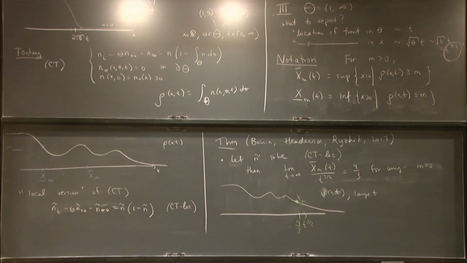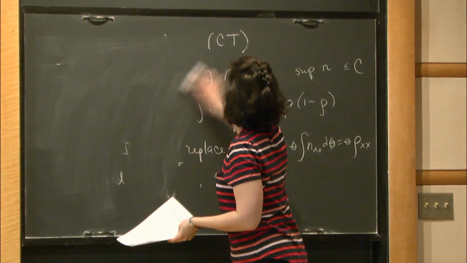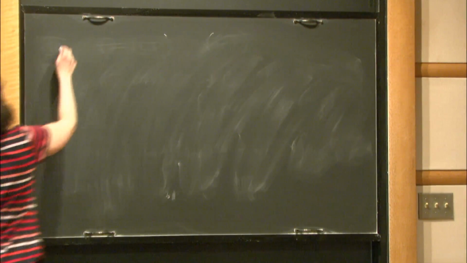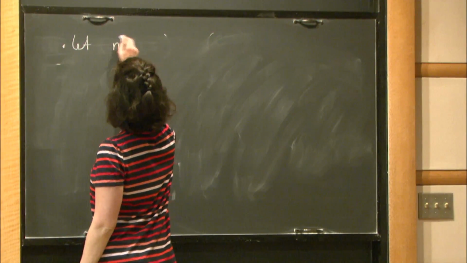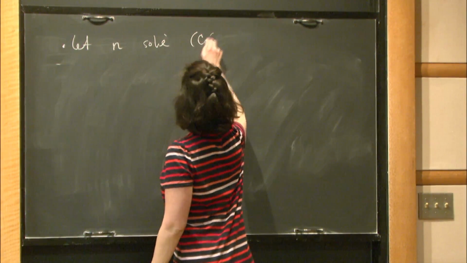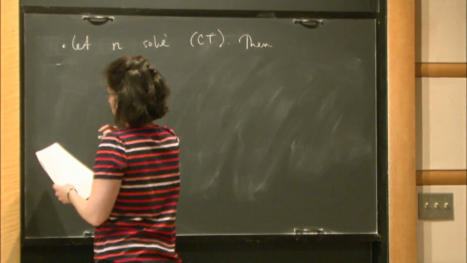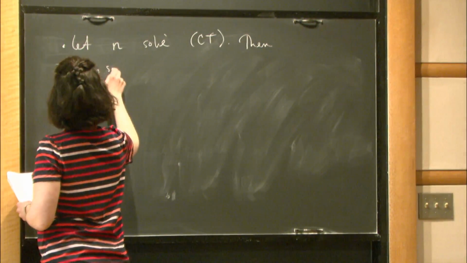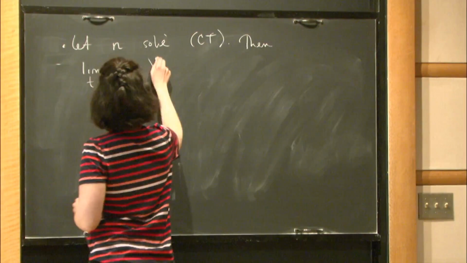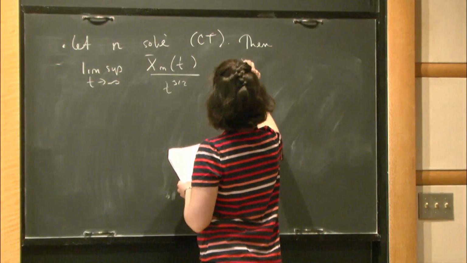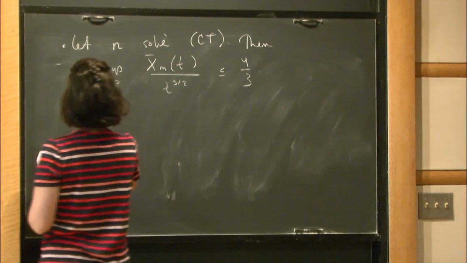So now let me state the corresponding result for the full Cane Toads equation. So let n solve Cane Toads. Then they find that the lim sup as t goes to infinity of this quantity is less than or equal to 4/3, again for any m positive.